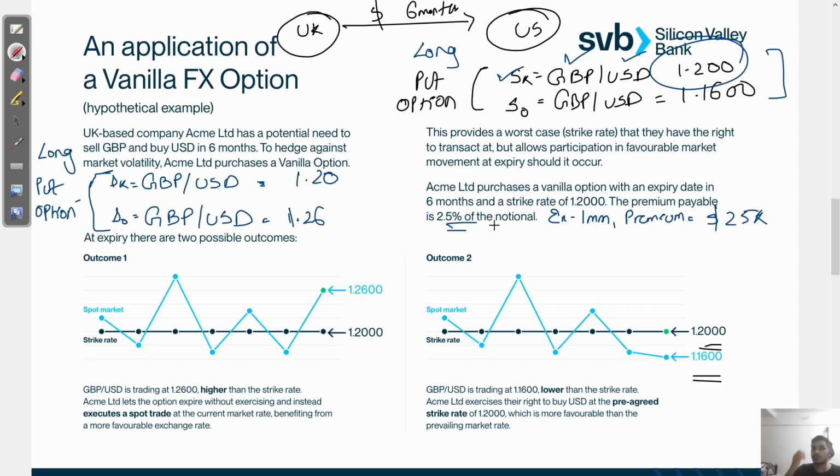As I've mentioned before, if we are buying an option, you have to pay the premium, and it could be some percentage of the total notional amount that is exchanged on settlement. So here, for example, if Acme wanted to buy $1 million on settlement date, out of that, 2.5% would be the premium that they have to pay to the party that is the seller of the option.